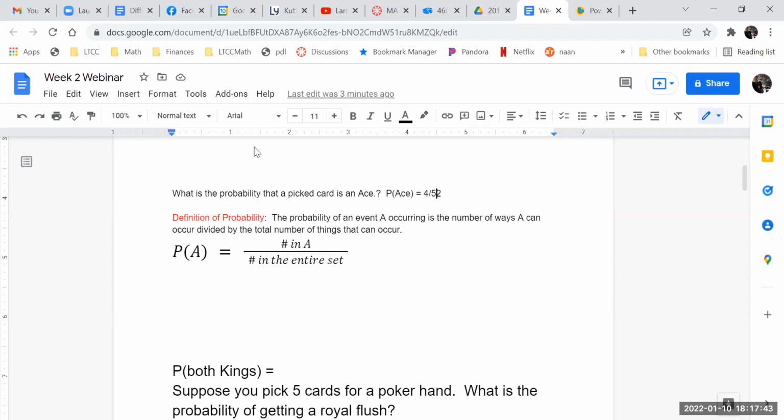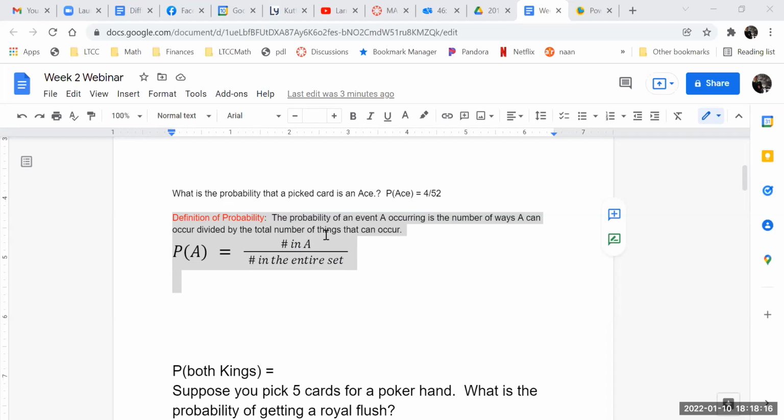Okay, so that was an example. Now let's look at the general definition. The general definition of probability is that the probability of an event A, sometimes you'll use E for event, whatever, it's not important, occurring is the number of ways A can occur divided by the total number of things that can occur.